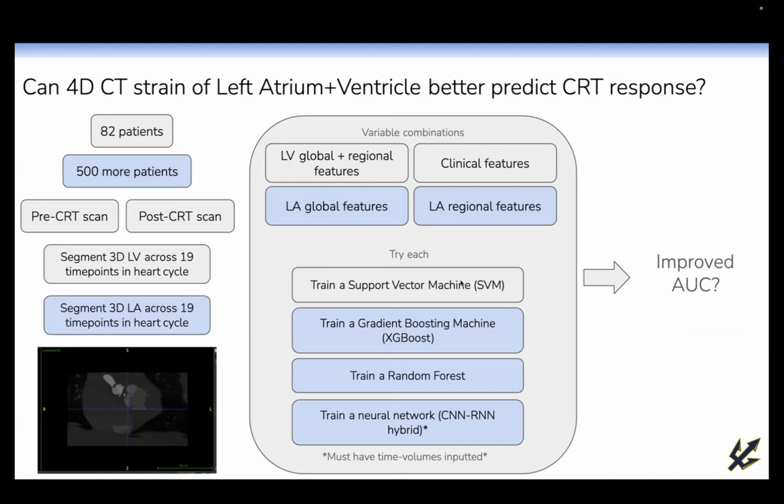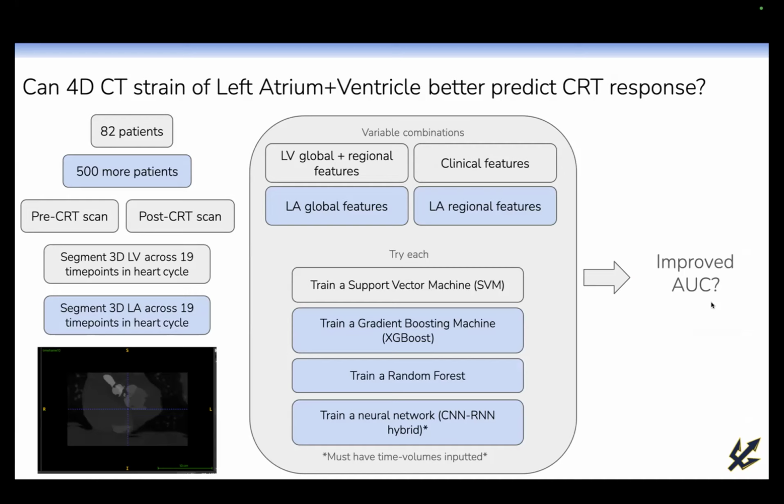If time permits, I'll try different supervised methods like XGBoost and random forest. We can also bypass these metrics entirely and plug in the segmented volumes over time to some sort of CNN-RNN hybrid, since this is over time. For each of these methodology variations, we will essentially compute this AUC curve and evaluate if we can improve it from the 82% achieved in the previous study.